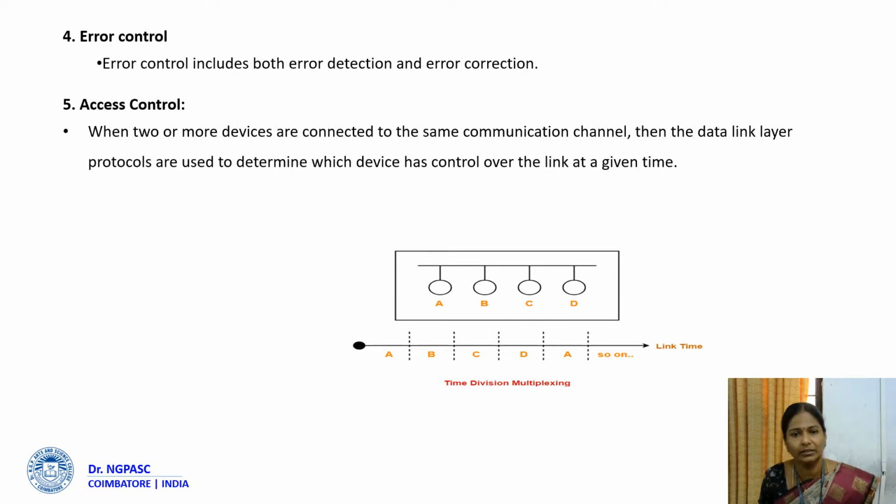The next concept is access control. Access control is nothing but, if two or more devices are connected to the same communication channel, then the data link layer protocols are used to determine which device has control over the link at the same time.